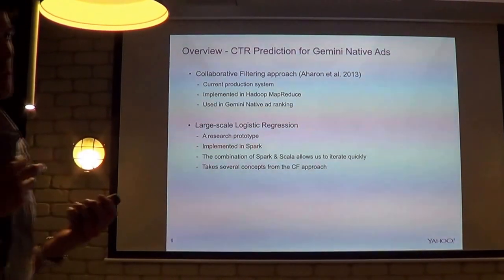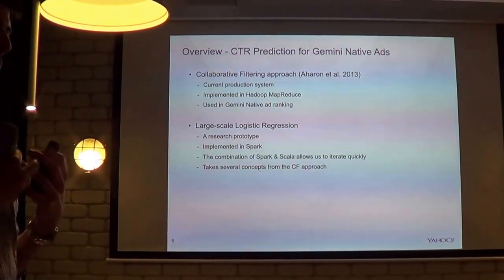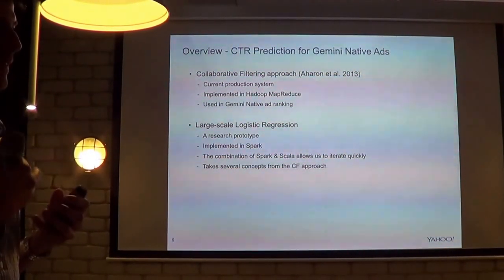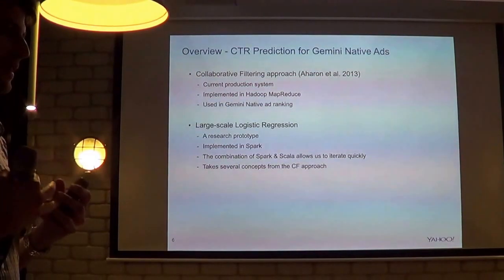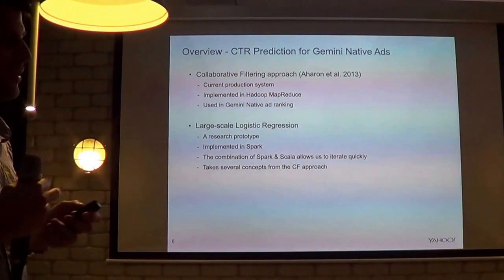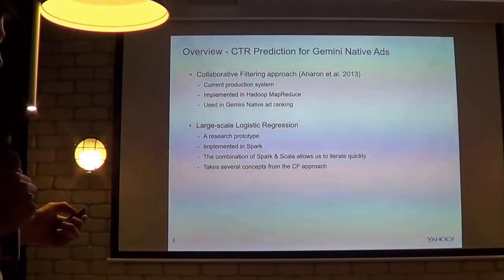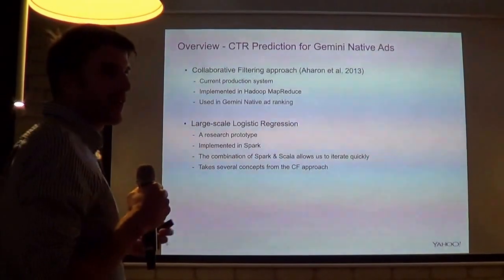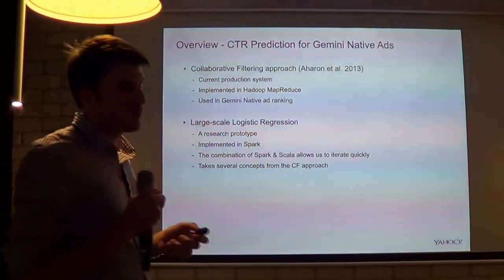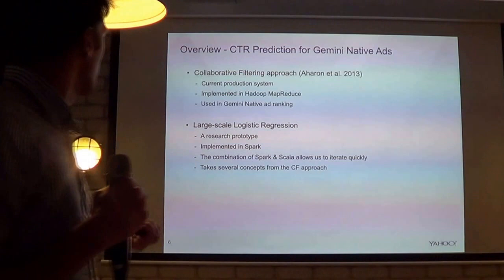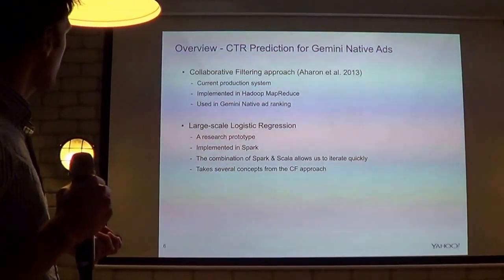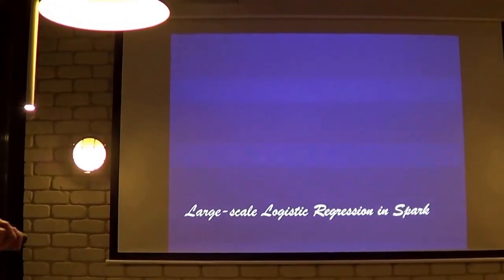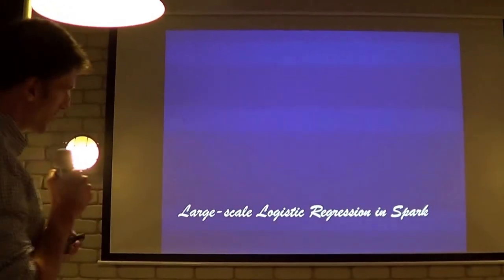What I personally think is really nice about it is that Spark and Scala allow us to really quickly iterate and debug and find new models, which is not so much possible in the older approach. But it also incorporates a lot of concepts of the collaborative filtering approach in the large-scale logistic regression. Okay, now how would we go about implementing such a large-scale logistic regression model in Spark?